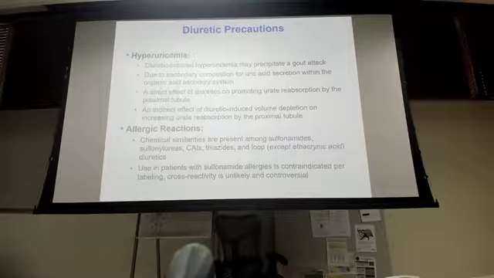Gout, high blood pressure, and thiazide, that's what's causing it, the thiazide. If we're asking about a patient with gout and high blood pressure who is having gout flares, it's because the thiazide is on board and there's competition for that secretory system, and the uric acid is being retained.